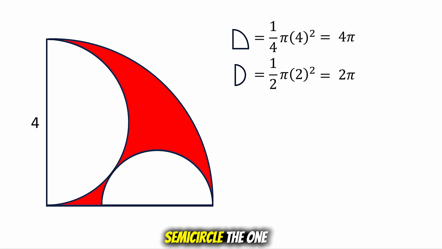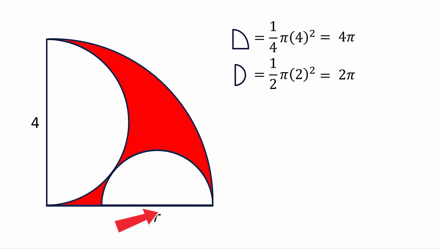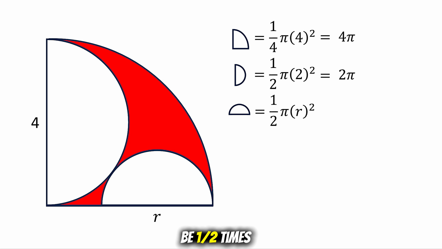For the other semicircle, the one drawn inside, we don't yet know its radius. So let's call that radius r. Its area will be 1/2 times pi times r squared. So how do we get the shaded region?